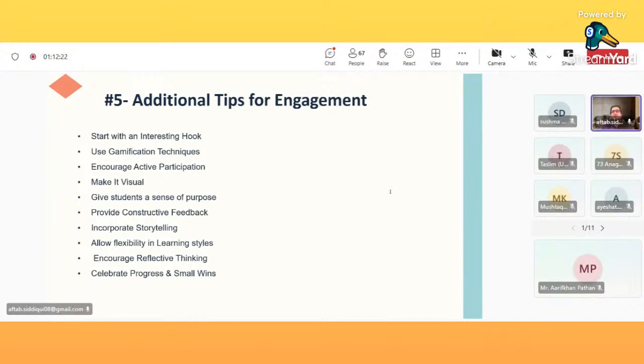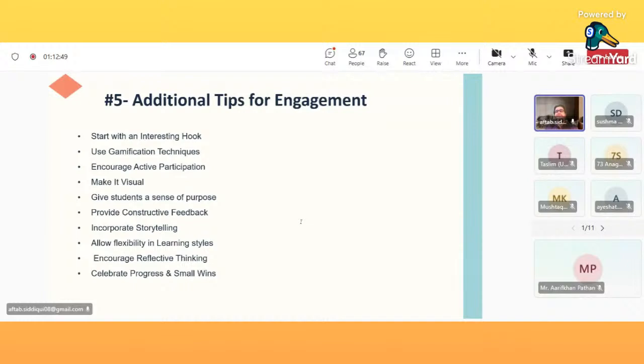Also, you can use some gaming techniques. As I said last, the fun techniques. Use some gaming techniques, some rapid fire questions that you see on the internet, Karan Johar and all. You can use these things to make the learning very much fun. Okay, encourage active participation.